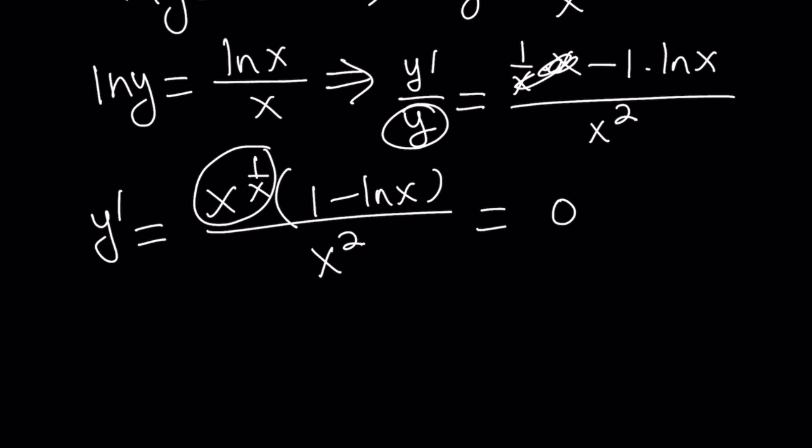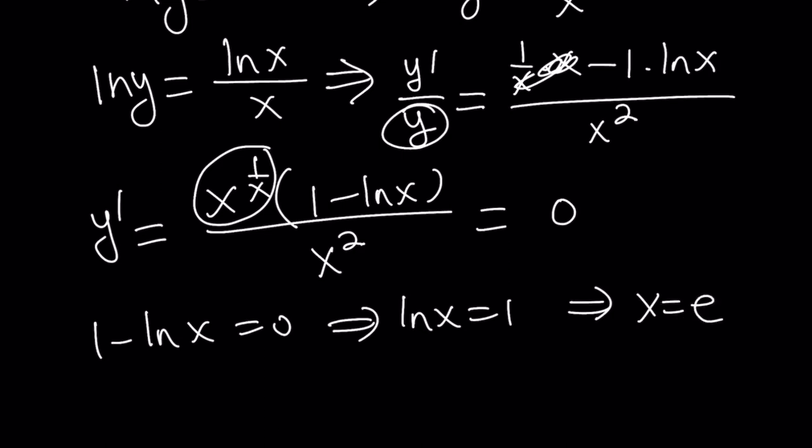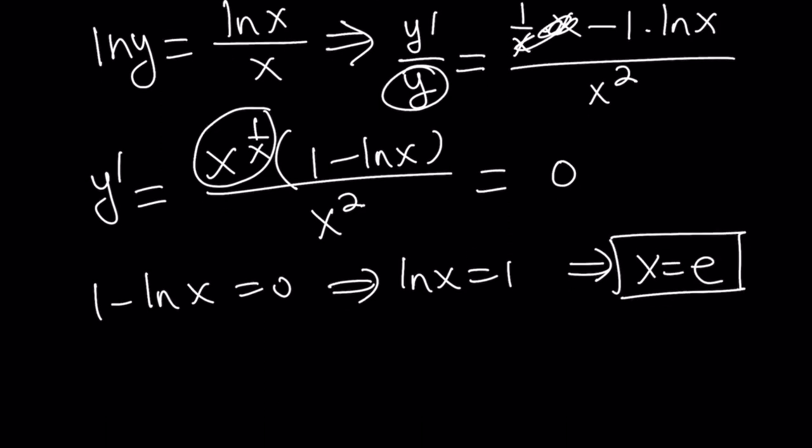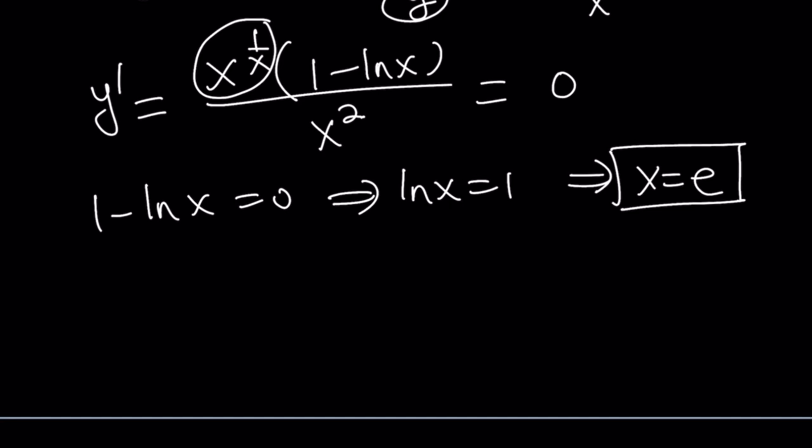Anyways, 1 minus ln x can be 0, right? And from here we get ln x equals 1, which implies x equals e. Euler's number, that famous 2.7 something, right? Great. So what am I going to do with this?